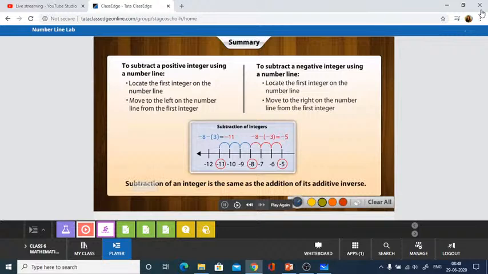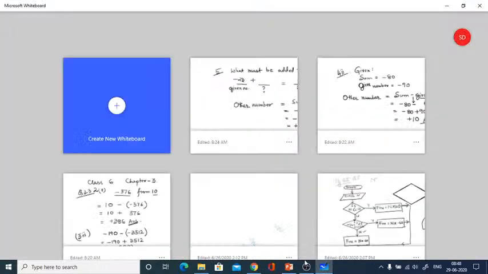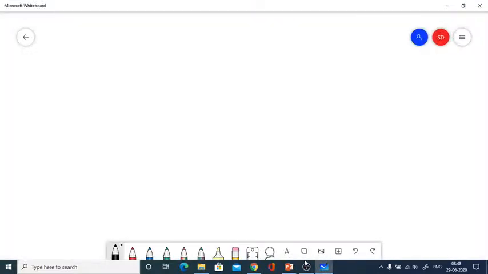Now somebody had a problem from the textbook. Just let me find out. Yes, exercise 3.4 number 1. So I will go back to my whiteboard. Exercise 3.4 number 1.